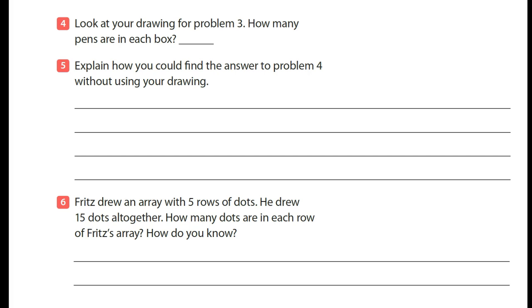Your drawing already, right? Okay. Look at your drawing in problem 3, which we did already. How many pins are in each box? Wait. Listen carefully to the answer. Somebody else said 10. How many pins are in each box? 5 only. She has 10 altogether, but only 5 in each box.